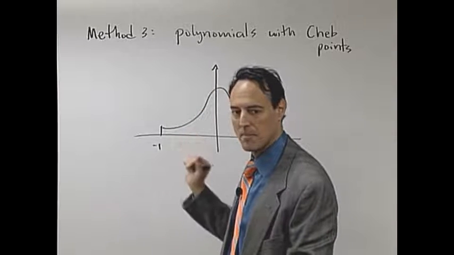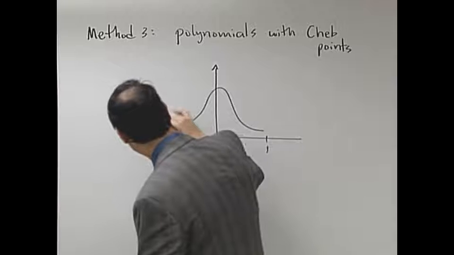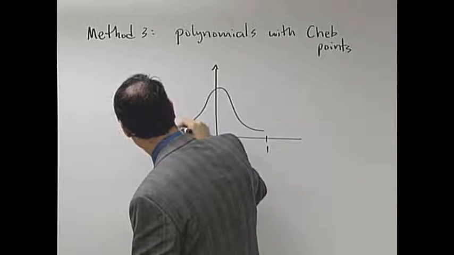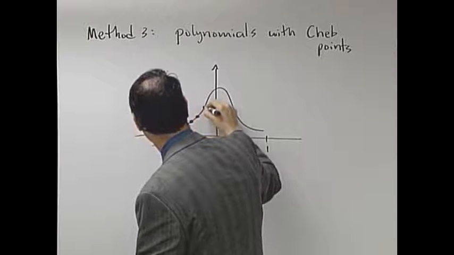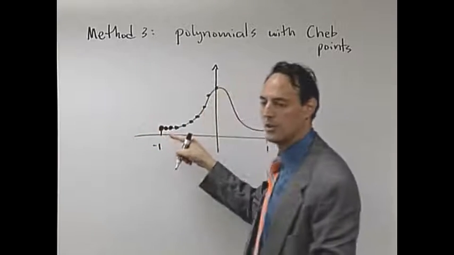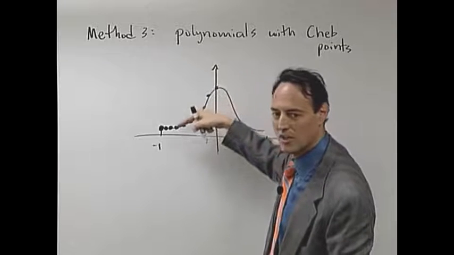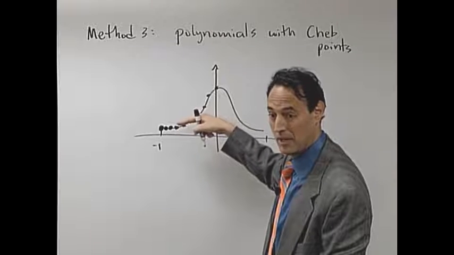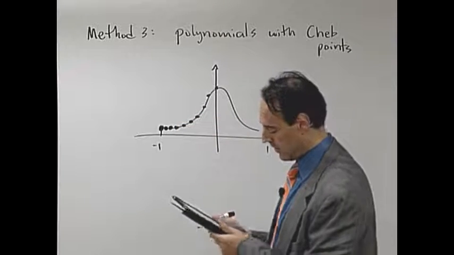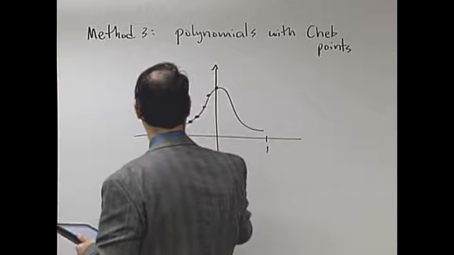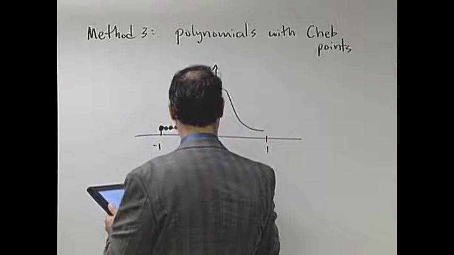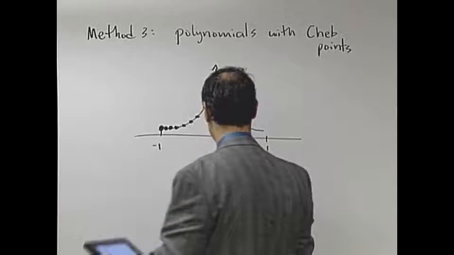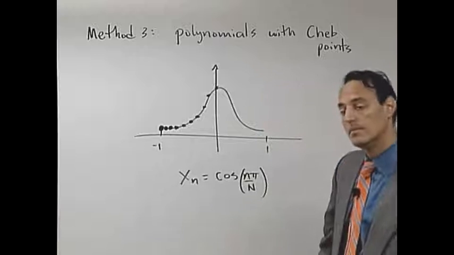But what if I clustered my points at the edge? In other words, I said, let me cluster things here. The middle seems to be no problem. I'll cluster more here. So when it starts coming down here and wanting to wiggle, I don't let it, in some sense. Okay? Well, here is the natural clustering you want. The Chebyshev points. Goes from -1 to 1.